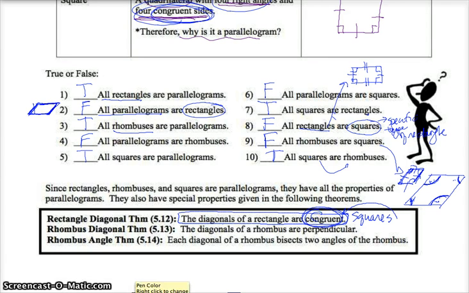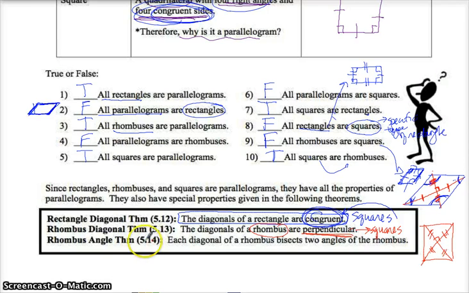So let's look at the rhombus. The rhombus diagonal theorem says that diagonals of a rhombus are perpendicular, right? So if we connect these diagonals to each other, they're going to intersect right here at 90 degrees. Well, not only that, we know from the parallelogram that they bisect each other. So they're perpendicular bisectors of one another. These diagonals of a rhombus are perpendicular bisectors. Well, again, remember that all squares are rhombuses, so my diagonals in a square are also going to perpendicularly bisect each other, and not to mention all 4 of those pieces in there are going to be congruent to each other as well.